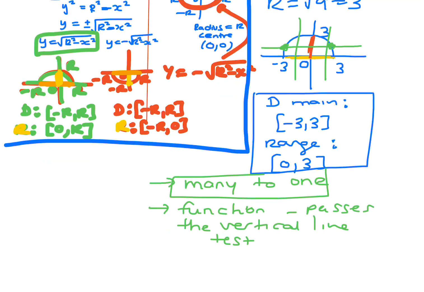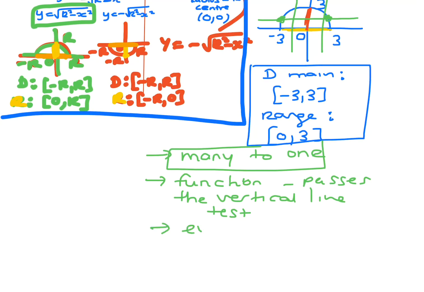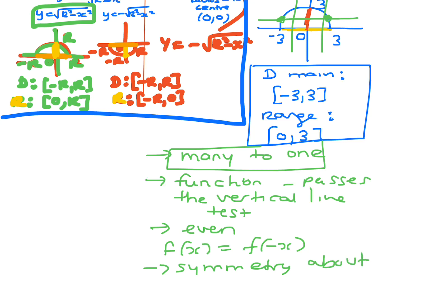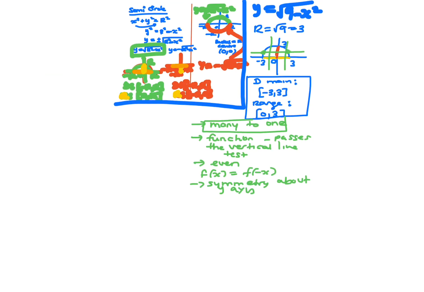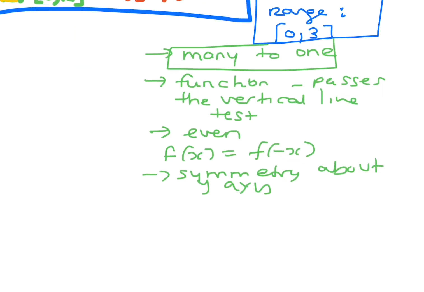And it is also an even function because f of x equals f of minus x. It has symmetry about the y-axis. So if you fold it in half, you get exactly the same thing. So if you put in minus 2, you get the same as if you put in positive 2.